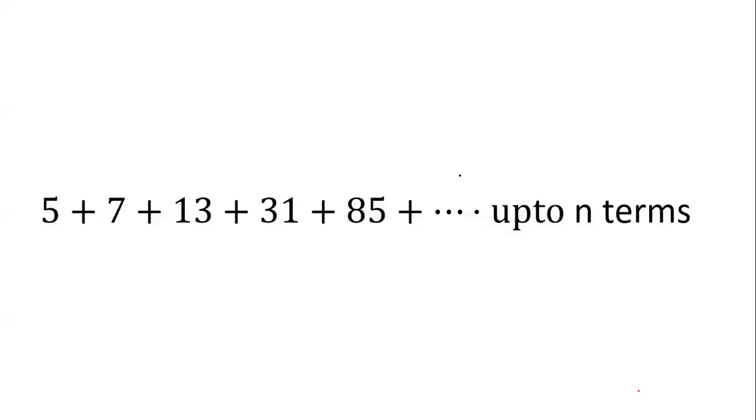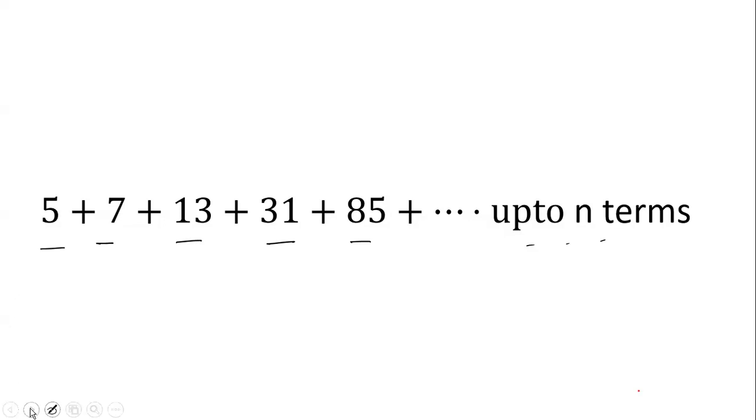So hello guys, in this video we are going to solve this problem. We have the series 5 plus 7 plus 13 plus 31 plus 85 up to n terms, and we have to find the sum of the terms of this series. So up to n terms we have to find the sum. So what is the sum of n terms of this series?